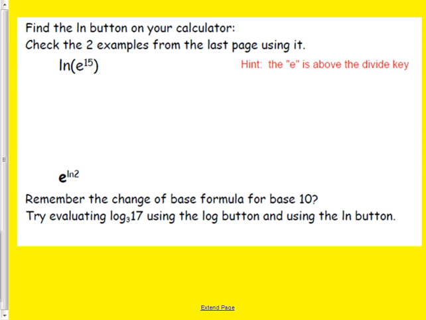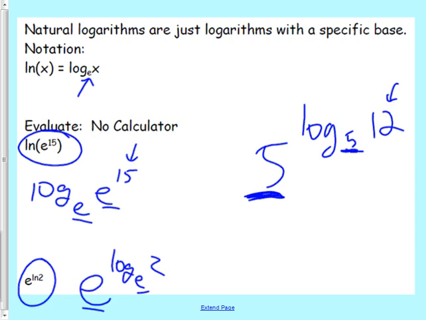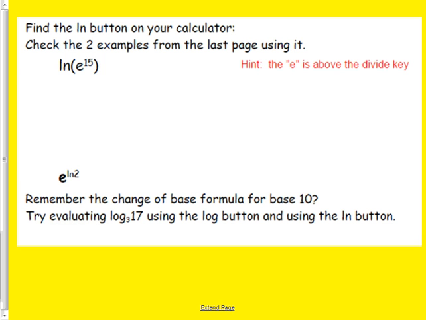Okay, moving on. Find the ln button on your calculator. If you haven't already got your calculator, get it out now. The ln button is underneath the log button. It says check the examples from the last page, which are these right here. Ln of e to the, oh, wait a minute. Are they the same? I hope they're the same. Yeah, they are. So they've already rewritten them for you here, and you can just hit the ln button instead of log base e. You type in ln, and then you still have to put in an e. In case you don't know, the e key is above the divide.